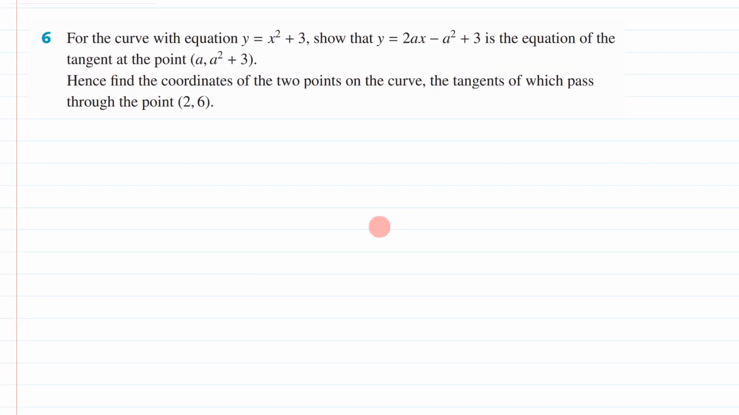All right, so it says, for the curve with the equation this, show that this equation right here is the equation of the tangent at the point a, a squared plus 3. Hence, find the coordinates of the 2 points on the curve, the tangents of which pass through the point (2, 6). A lot of words going on there. So again, just break it down slowly. What can we do here?